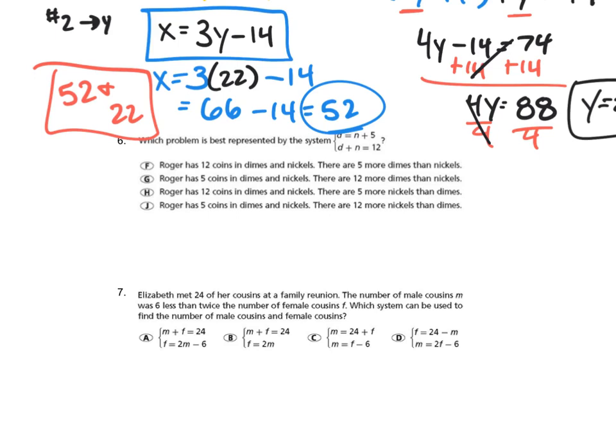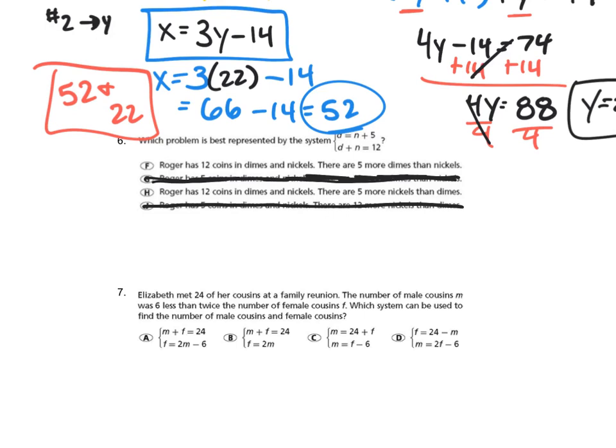The reason that stands out to me is that when I look at my answer choices, I have to choose the one where Roger has 12 dimes and nickels. So it cannot be G and it cannot be J, because those do not have the dimes and nickels adding up to 12 like the equation is telling me. So then it's all about looking at the second one.